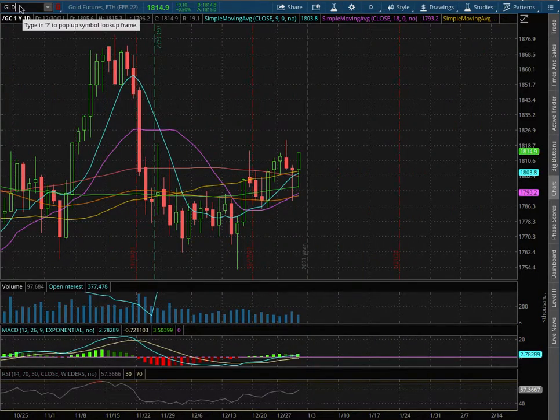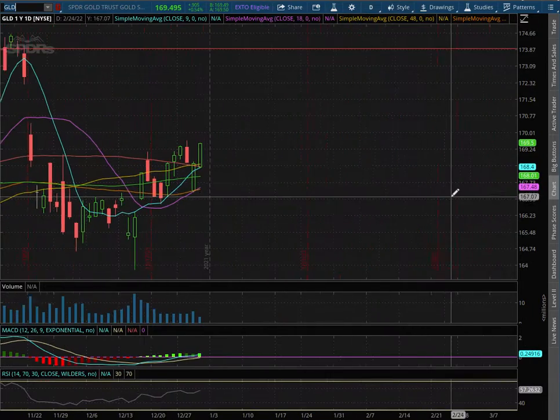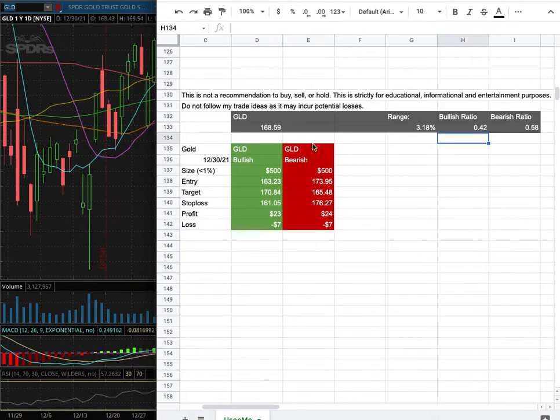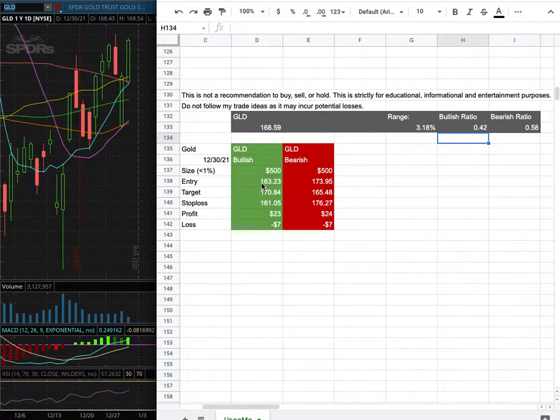As for the trade idea, I'll be trading GLD. My trade position size for it is less than 1% of my portfolio. My long entry is at $163.23. My sell target is at $170.84. My stop loss is at $161.05.